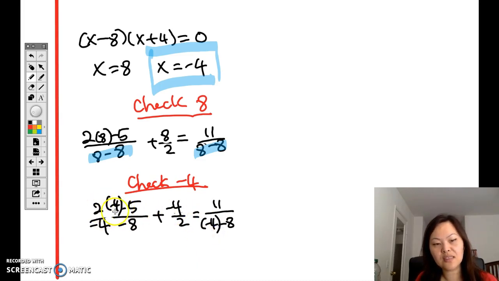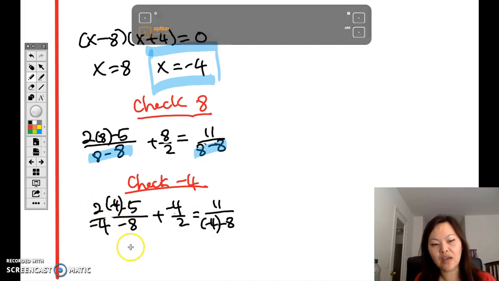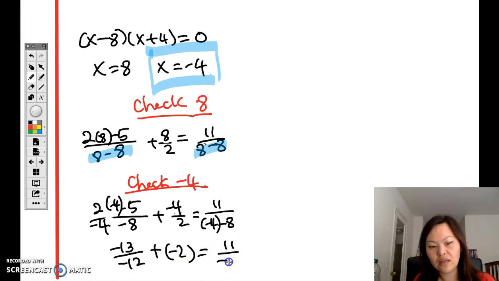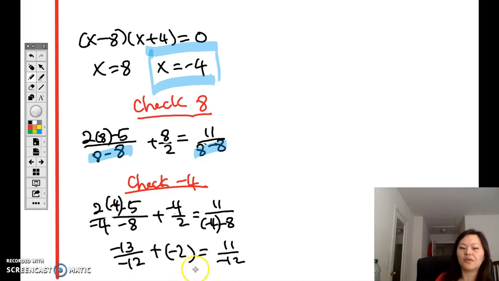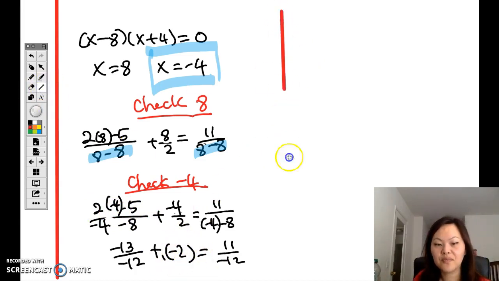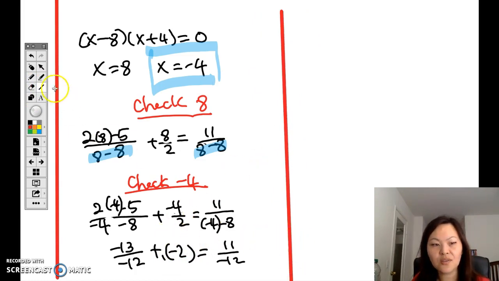So 2 times negative 4 is negative 8. Negative 8 minus 5 is negative 13 over negative 12 plus negative 2, and that equals 11 over negative 12. Well, it should be right, so let's see. Am I doing it right? Negative 8 minus 5, yeah. Okay, so then we have to change this into fraction form, yeah? Negative divided by negative is positive, so 13 over 12, okay?